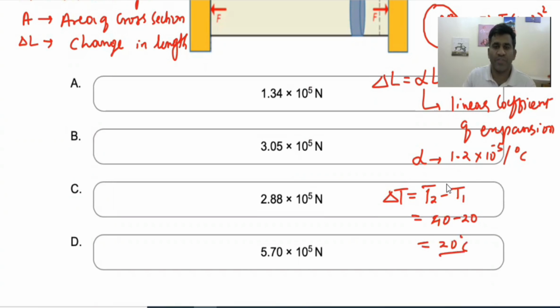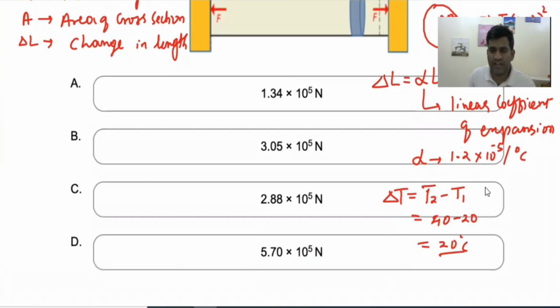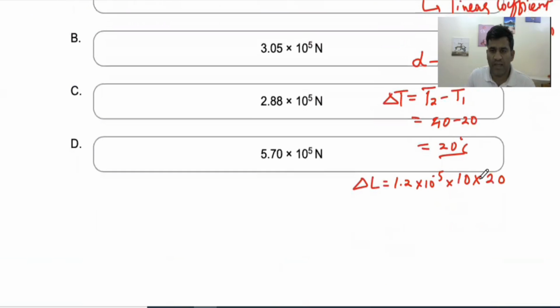Substitute all these values in the above formula. You'll know the value of delta L. So delta L, the change in the linear expansion, can be written as 1.2 into 10 to the power negative 5 times the initial length L naught, which is 10, times the change in temperature, 20. If you substitute all these values in the calculator, you'll get 2.4 into 10 to the power minus 3 meter. So this is the change in the length.